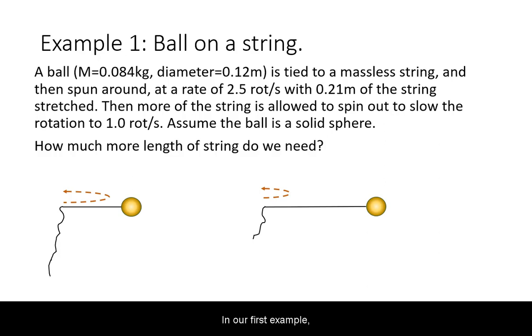In our first example, we twirl a ball on a massless string, then let loose so that the ball twirls slower.